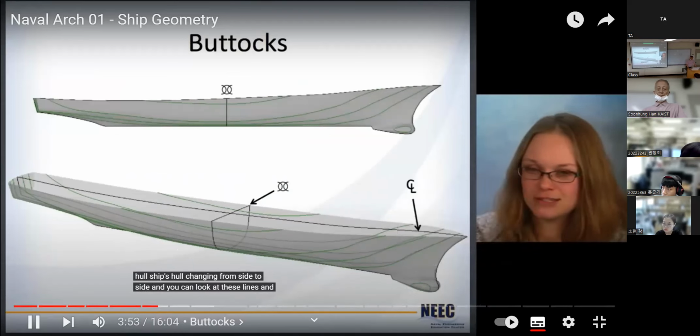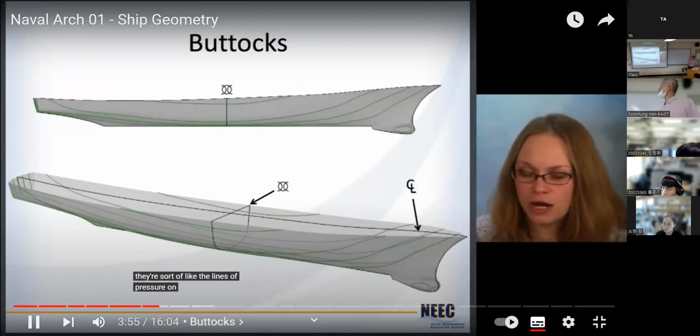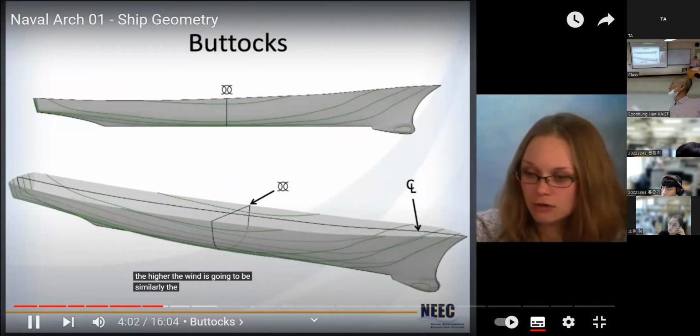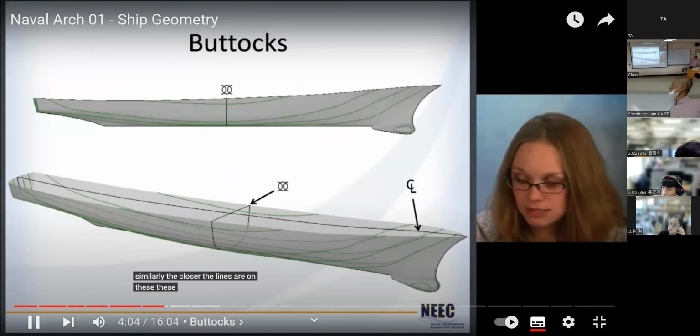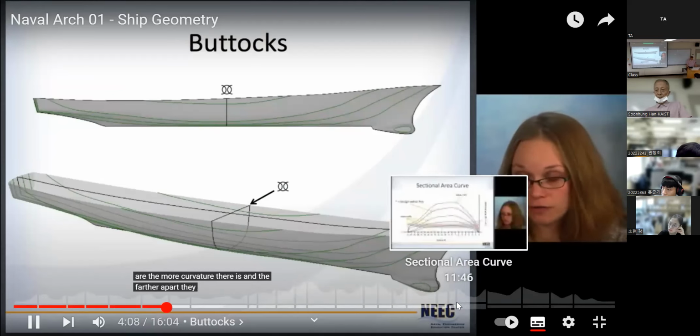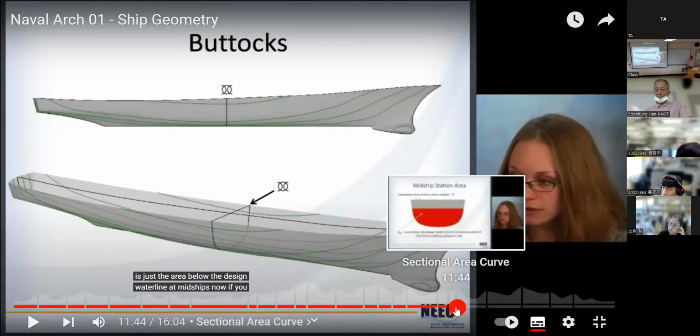And you can look at these lines, and they're sort of like the lines of pressure on a weather map, right? The closer the lines are on a weather map, the higher the wind is going to be. Similarly, the closer the lines are on these slices here, the more curvature there is, and the farther apart they are, the less curvature there is.